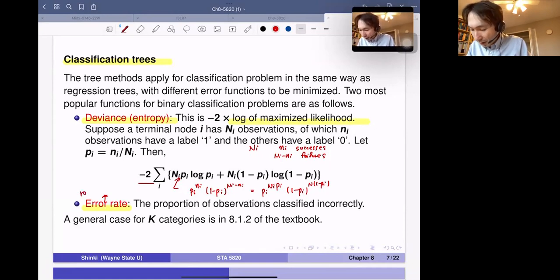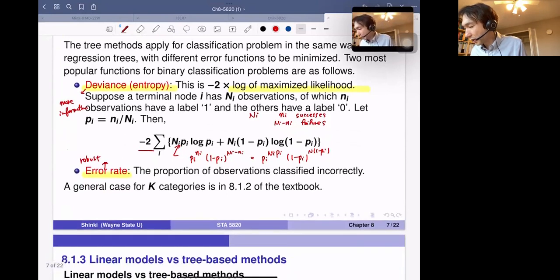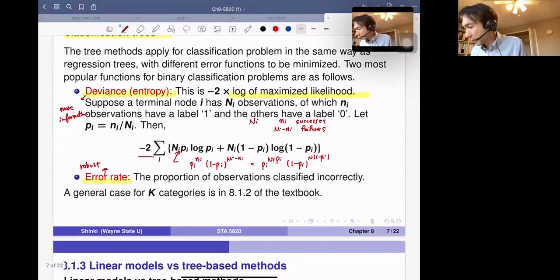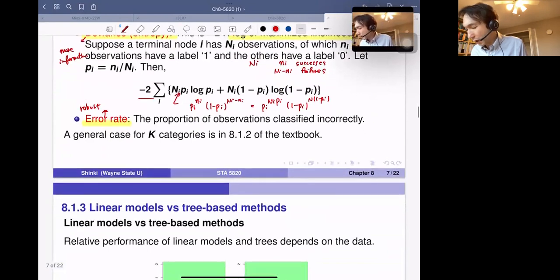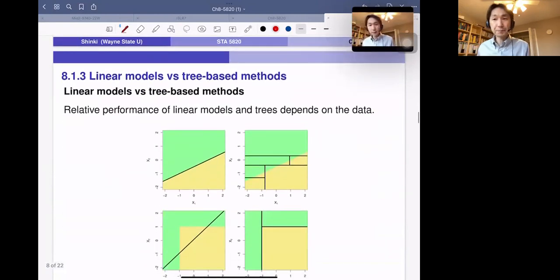So the benefit of error rate is that it's robust. And this one, deviance, has more information, statistically more optimal. So these are the differences. I think deviance is usually better because in classification problems we don't have enough information. So deviance works better, but if we have outliers, maybe it's different.